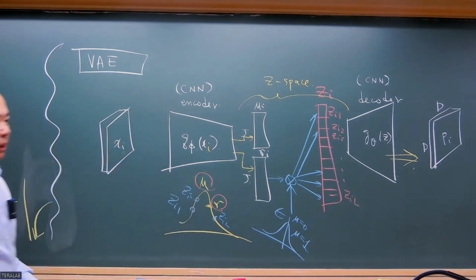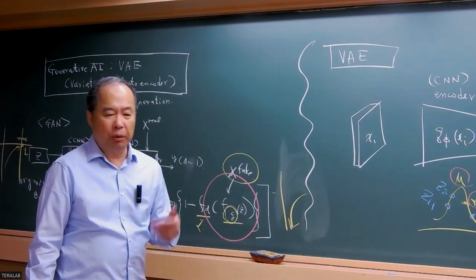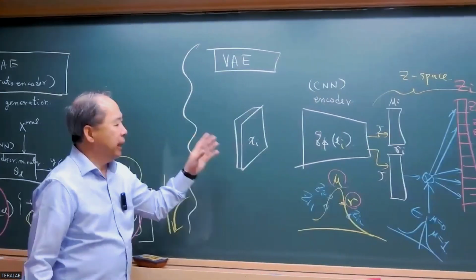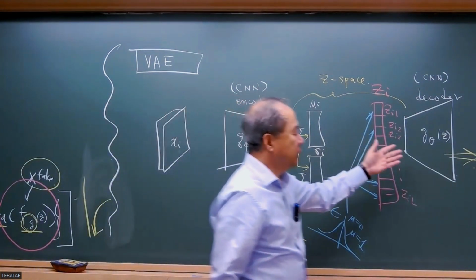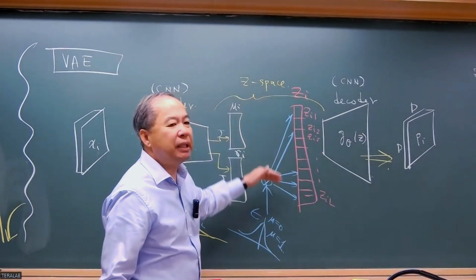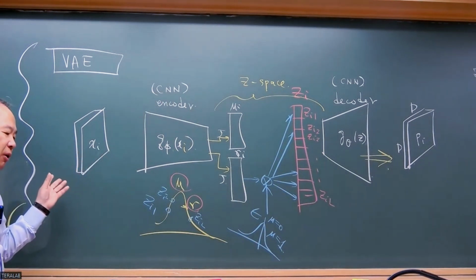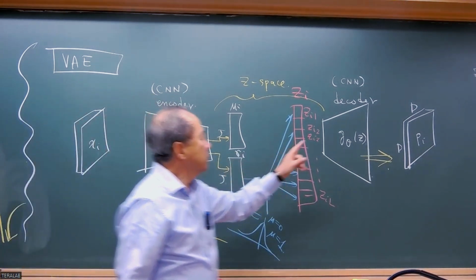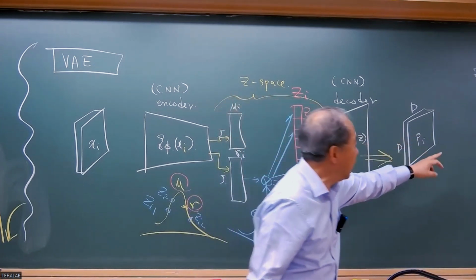Let me explain this variational autoencoder one more time. Variational autoencoder has two deep neural networks. First one is encoder, second one is decoder. Between the encoder and decoder, we have latent vector. So the function of encoder is to transform input images to latent vector. Decoder function is to convert latent vector to real image, PI.